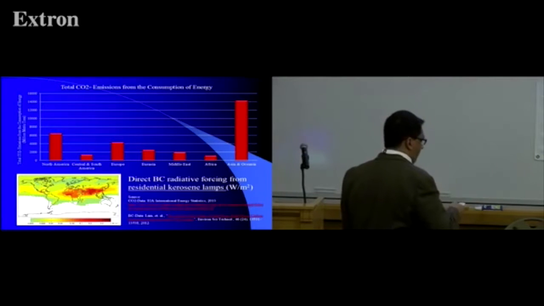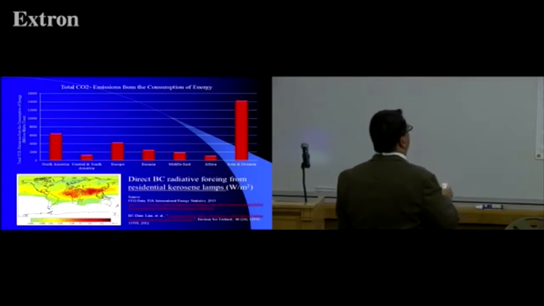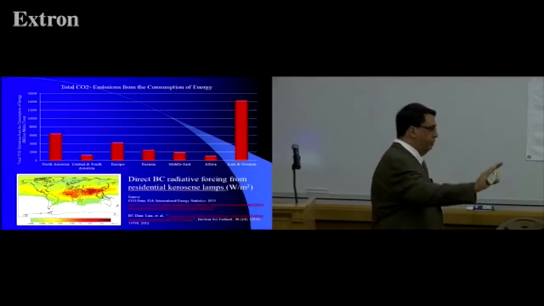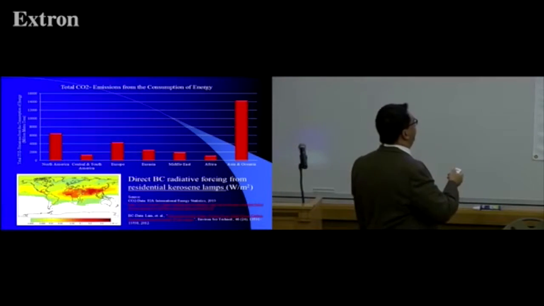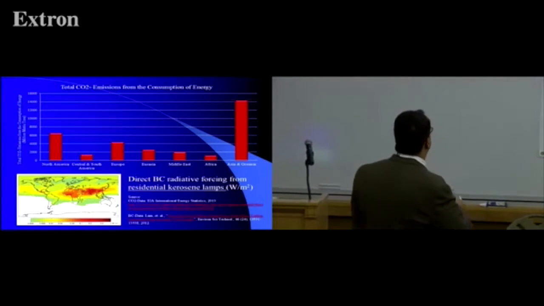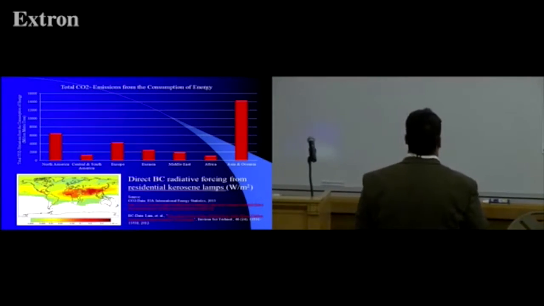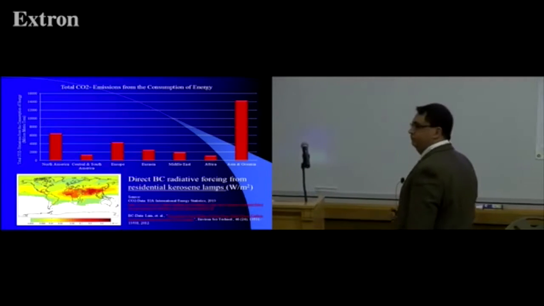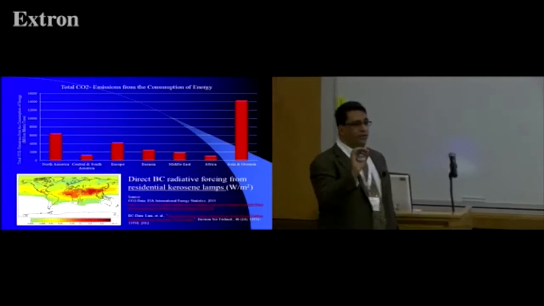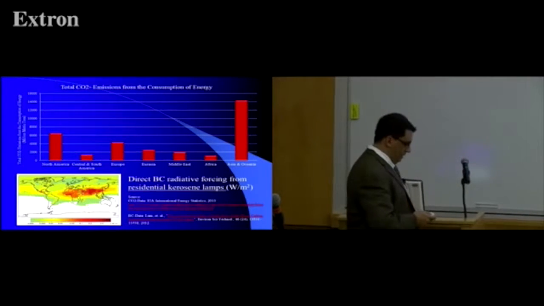So look at this. This is the black carbon coming out and the impact of black carbon on warming the Earth, coming out from something as simple as residential kerosene lamps. So as you can see here, the developing countries basically take most of the highest emitters in terms of black carbon coming from something as simple as a small kerosene lamp.